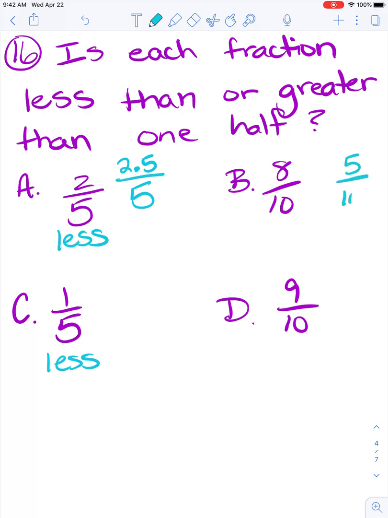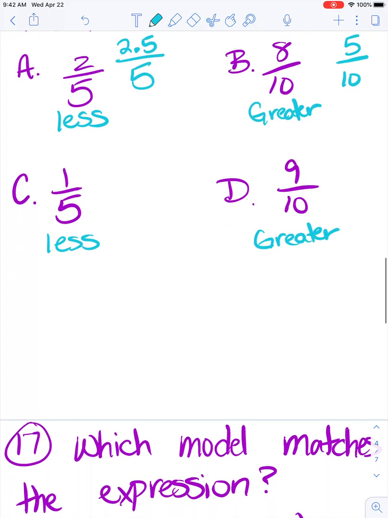What's half of 10? 5 is half of 10. So this 8/10 is greater than a half, which means obviously that 9/10 is greater than a half. It's kind of an interesting question.